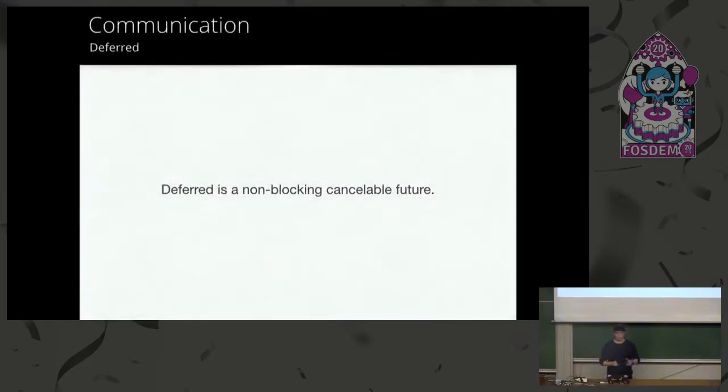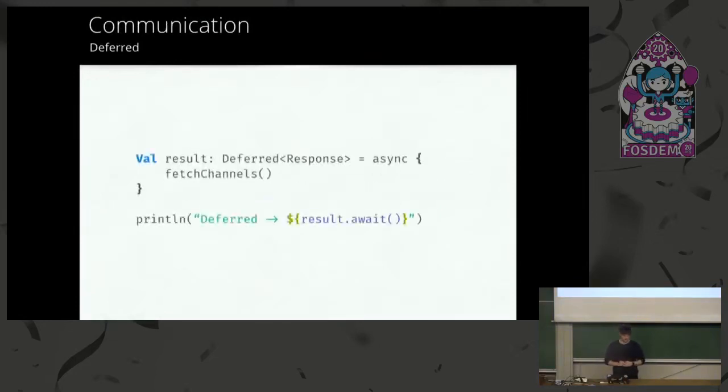Deferred, we mentioned it and talked a little bit about it. It's often used with the async builder, which launches a coroutine, and the last value of the coroutine, or if you return explicitly, is going to be the deferred value. It's kind of like a future, and when you need the value, you call await on it, and then it's going to wait until the async block is finished and return the value for you.